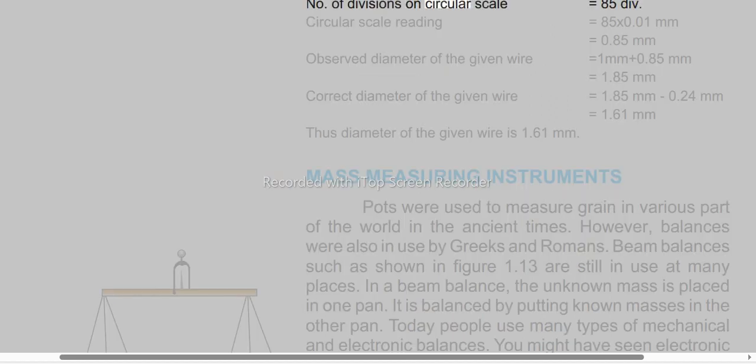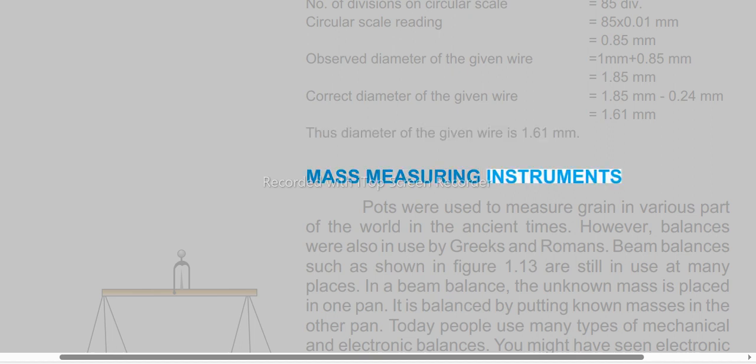Number of divisions on circular scale equals 85 divisions. Circular scale reading is equal to 85 times 0.01 mm equals 0.85 mm. Observed diameter of the given wire equals 1 mm plus 0.85 mm equals 1.85 mm. Correct diameter of the given wire equals 1.85 mm minus 0.24 mm equals 1.61 mm. Thus diameter of the given wire is 1.61 mm.